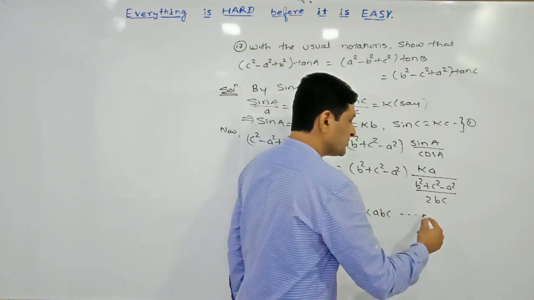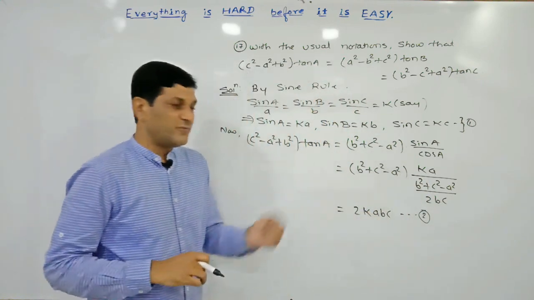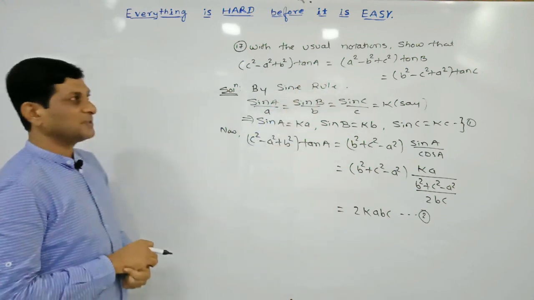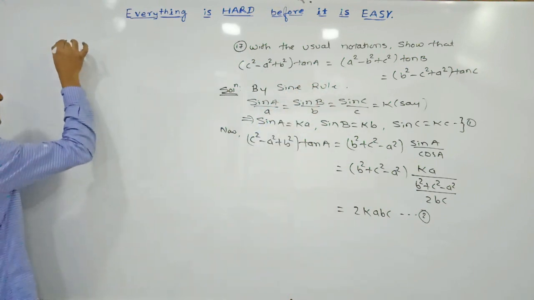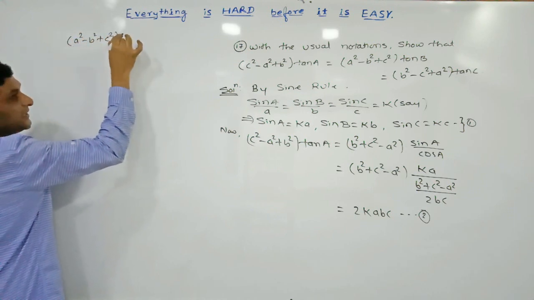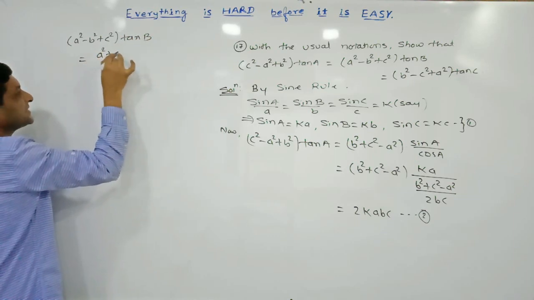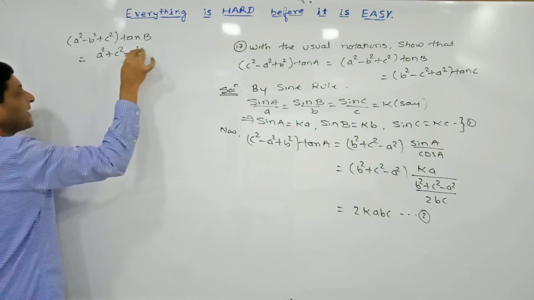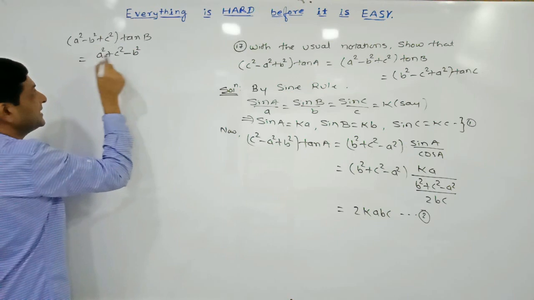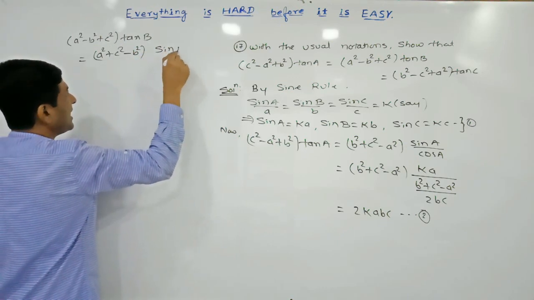2kabc. Let us denote this value by equation number 2. Okay, now we have got the value of the first term. Using the same method, we are trying to find the value of the second term and third term. What is the second term here? (a square minus b square plus c square) into tan b is equal to, now here a square plus c square, keep it as it is, lastly write down the minus term, means first write down the first two positive terms and then write down the negative term, and tan b can be written as sin b upon what?